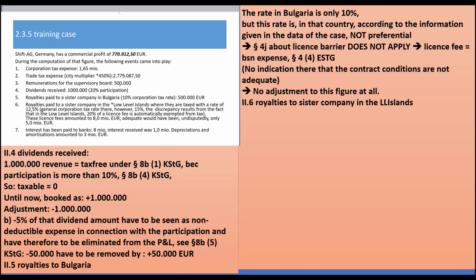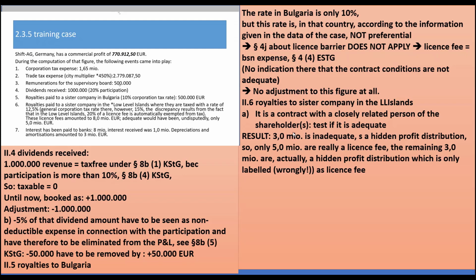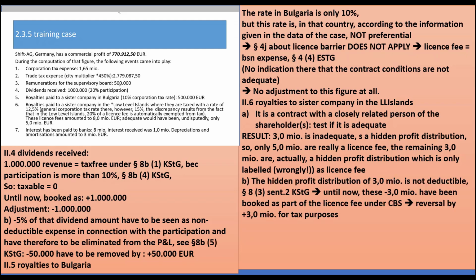Now the royalty payments to the sister company in the low-tax islands. First, let's do it properly this time. Let's first look if the royalties are really royalties or if they contain some other things. We have to do with a contract with a closely related person. A sister company is closely related to the shareholders, so the conditions of the contract must be checked if they are adequate or not. And here the case data says they are not. 3 million are inadequate, so what a careful and responsible manager would never have paid. So only the remaining 5 million are really a license fee. The exceeding 3 million are nothing else than a hidden profit distribution under the cover of a license fee. So they are not license fee, but a hidden profit distribution.